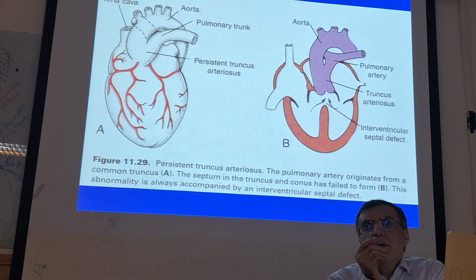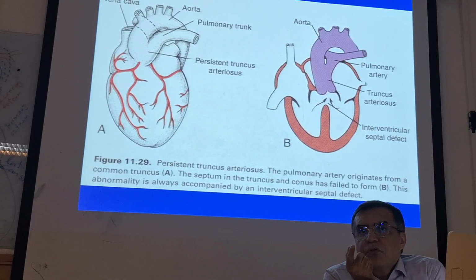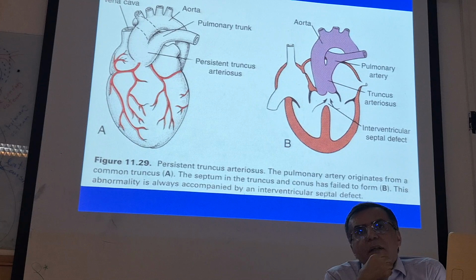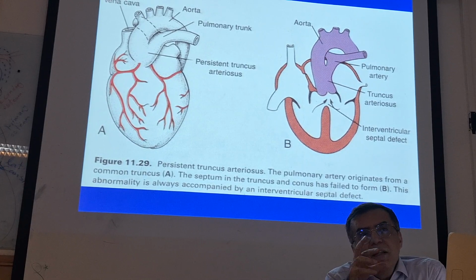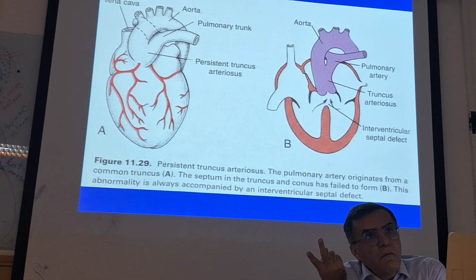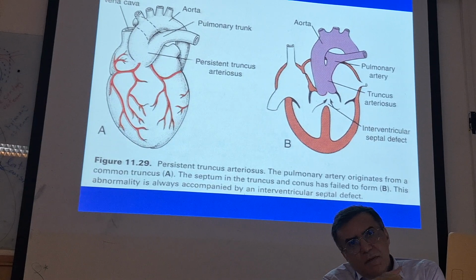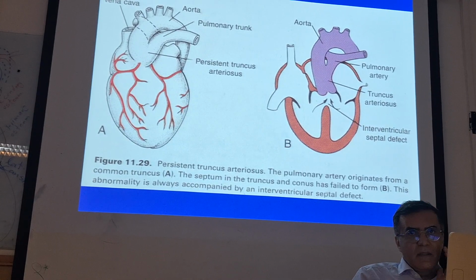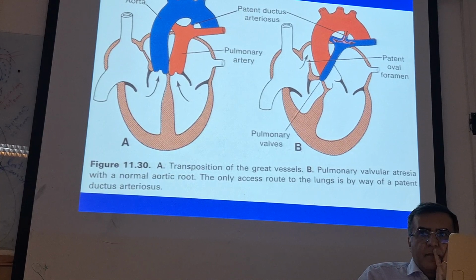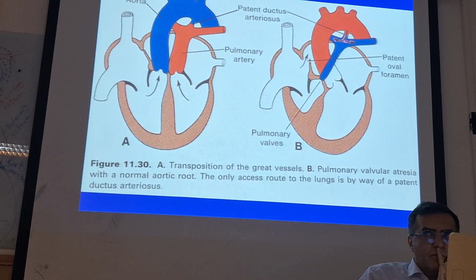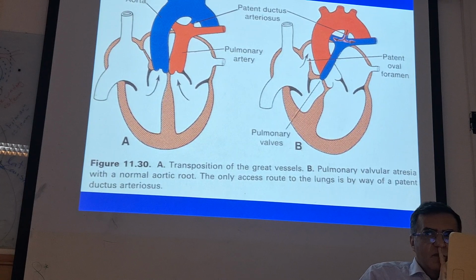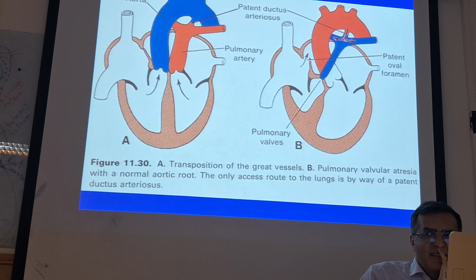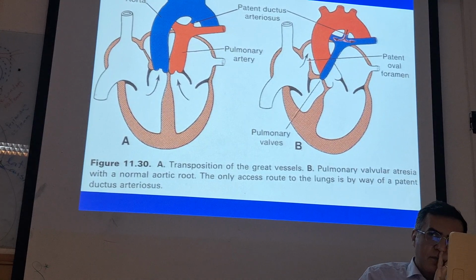Because, as you remember, the lower part of the truncoconal septum takes part in the formation of the membranous septum. When they don't grow, as a result, at the same time we have an interventricular septal defect. I think that it's better if we talk about this lecture before the lecture of the anatomy of the cardiovascular system.